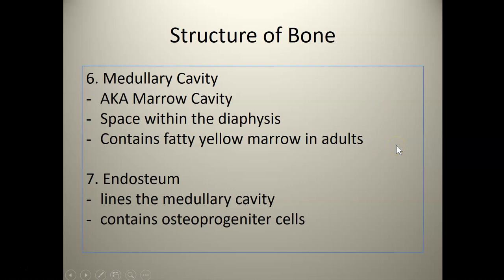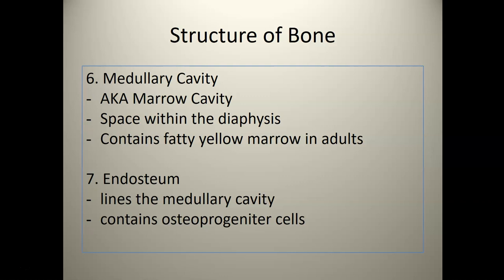In adults, it contains a fatty yellow marrow, not a red marrow. In children, it can still contain the red marrow, and the red marrow is responsible for the production of red blood cells. Yellow marrow is what's left over. There are some blood vessels and nerves that run through there that help supply a little bit of the bone.